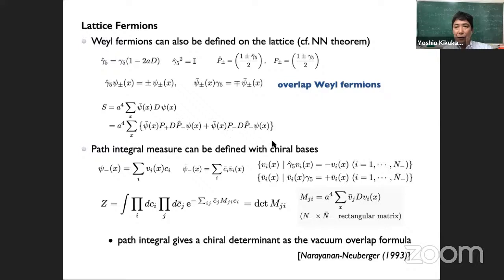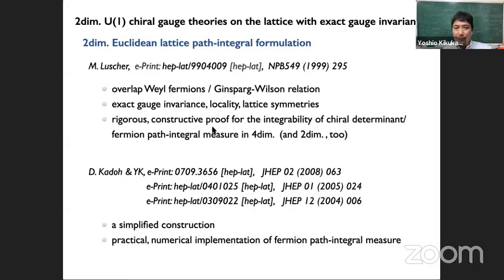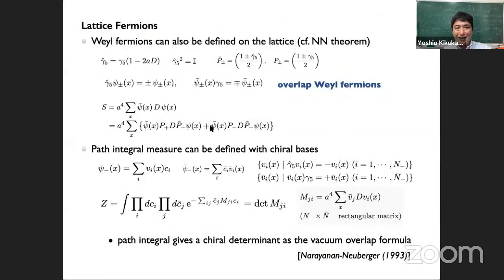I mentioned that even for the abelian chiral gauge theories, there are two approaches. Martin Luscher's approach is nothing but to use half of the lattice action, the left-handed part only. Then he tried to construct a functional measure which is gauge invariant and satisfies the locality condition and so on. So you can expect that the formulation could be very complicated. And actually it is very complicated, but I think it is very nice work.